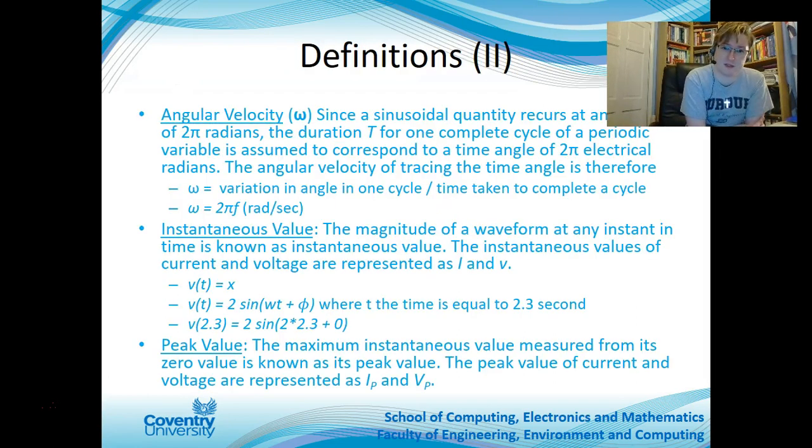We've got angular velocity, which is related to frequency since omega is equal to 2 pi f. That's the sinusoidal quantity that recurs every interval of 2 pi or 360 degrees. So for the duration T, one complete cycle of a periodic variable is assumed to correspond to a time angle of 2 pi electrical radians. So angular velocity is for tracing of a time angle.